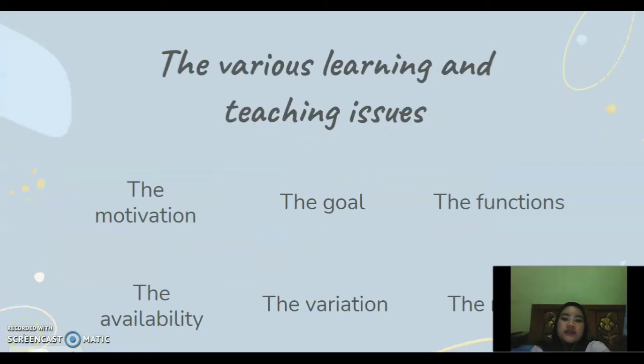Additionally, social context is critical because it shapes various learning and teaching issues, such as the motivation for second or foreign learning, the goal of second or foreign learning, the function a second or foreign language is expected to perform in the community, the availability of input to the learner, the variation in the input, and the norms of proficiency acceptable to that particular speech community.